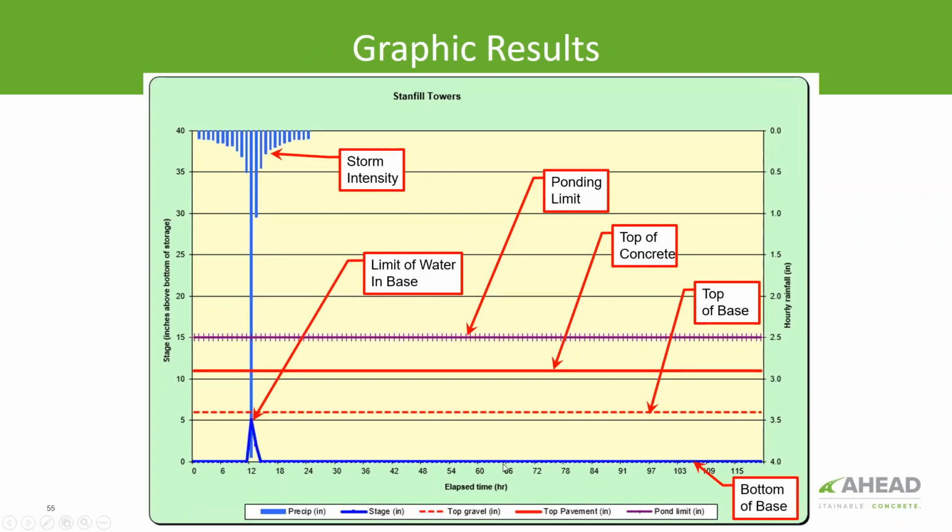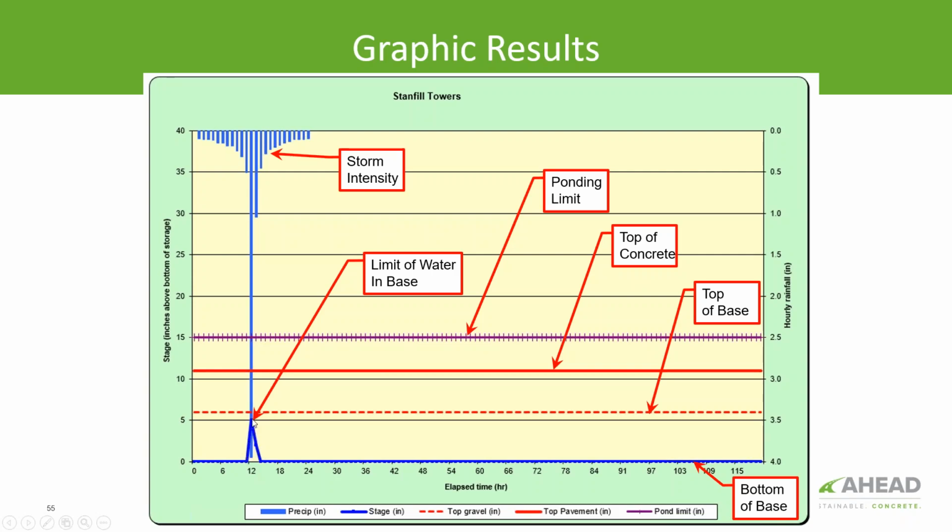Down here is the bottom of your stone base. Here's the top of your stone base. Here's the top of your concrete. And because we have a ponding limit, that's the ponding limit right there. These blue lines represent the intensity of my storm. And lastly, this blue line right here shows me where the water levels are during my storm.